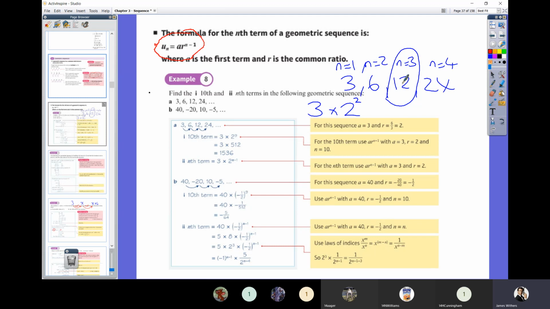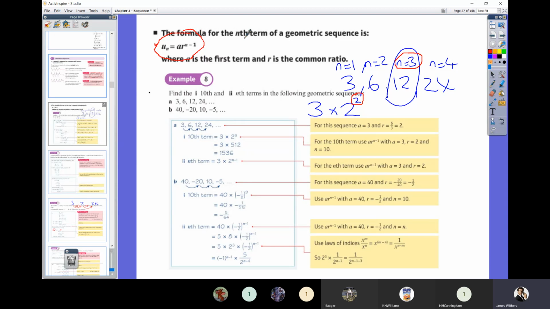doubling. Now have a look at this third term here, position number 3, n is 3. How do we get the 12? We take the 3, we times it by 2, and then we times it by 2 again. So that's 3 times 2 squared. All this formula up here is showing us is that the power of R is 1 less than the position of the term. When we've got the third term, it's position 3, 1, 2, 3. To get it, it's been 3 times 2 squared.